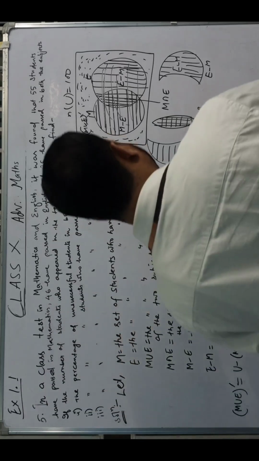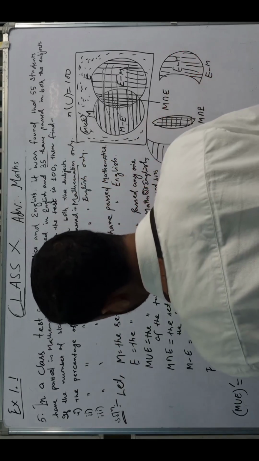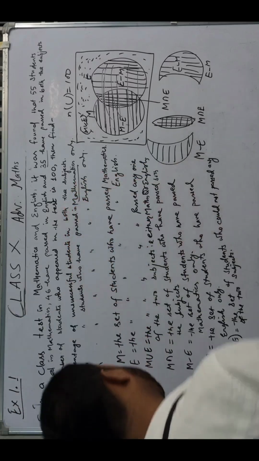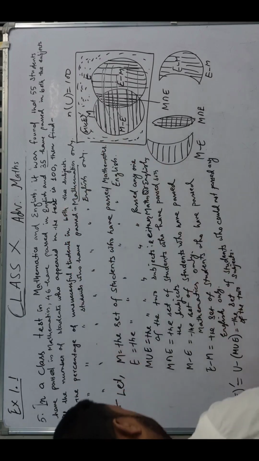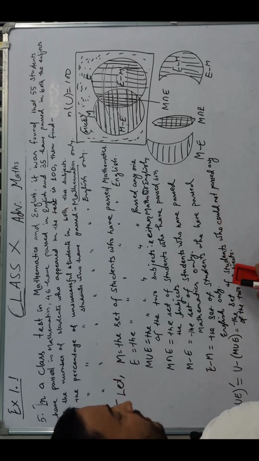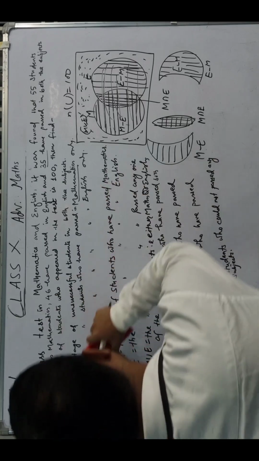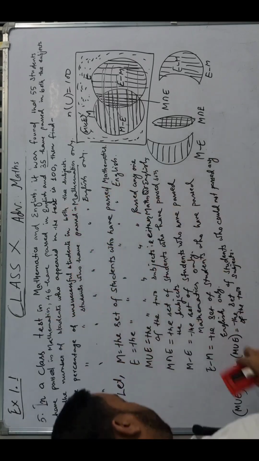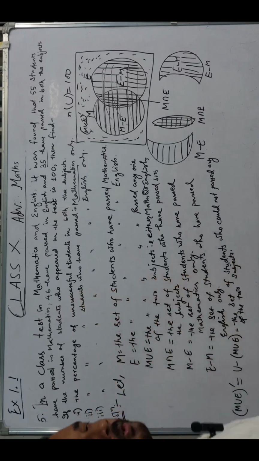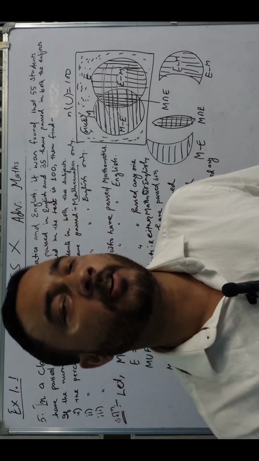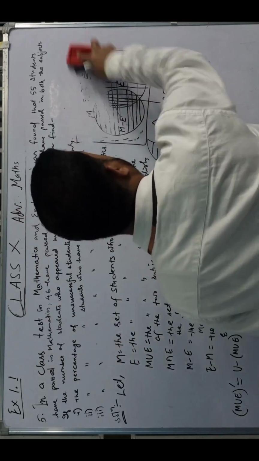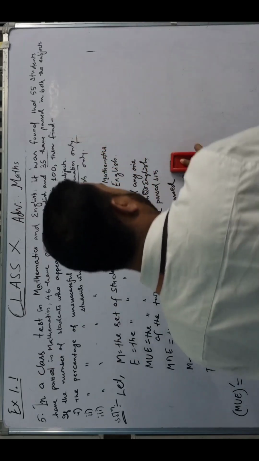Now, from this diagram you can find the numbers. What is the question? The percentage of unsuccessful students in both the subjects. Unsuccessful students means this part, M union E complement. This is the part where the students could not clear any of the two subjects. So this is the first question. The percentage of unsuccessful students will be represented by this set M union E complement. This idea should come to your mind, then only you will be able to solve the question in your exam. This concept should be clear. Now let me rub this, and you have to note it down.